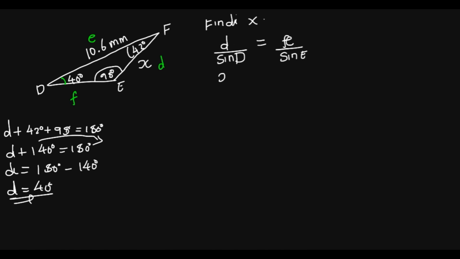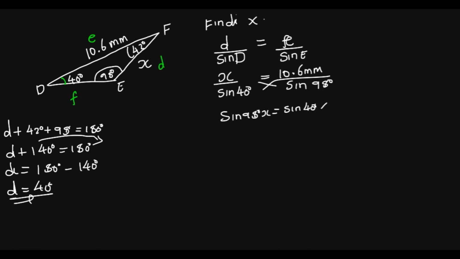So d is x, what we are solving for. So x over sine 40 is equal to 10.6 millimeters over sine 98. So we cross multiply. x is equal to sine 40 times 10.6 millimeters over sine 98.